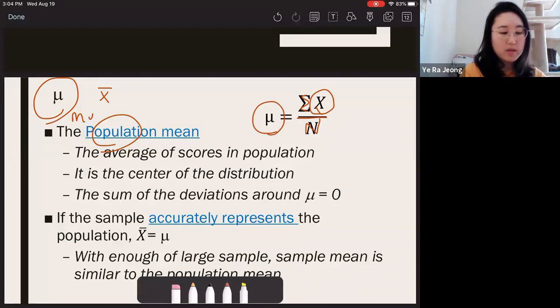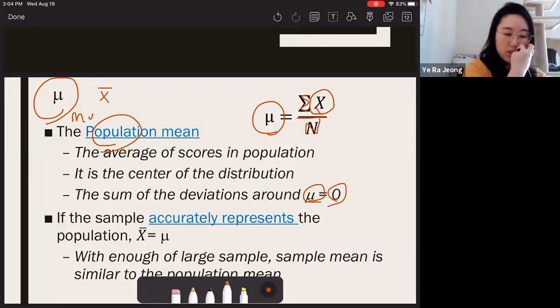And the population mean has the same mathematical characteristics, such as if you sum all the deviations around the population mean, it also adds up to 0. If our sample is a true representation of the population, then our sample mean should almost equal the population mean.